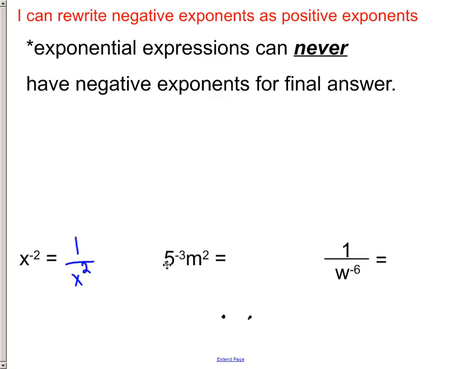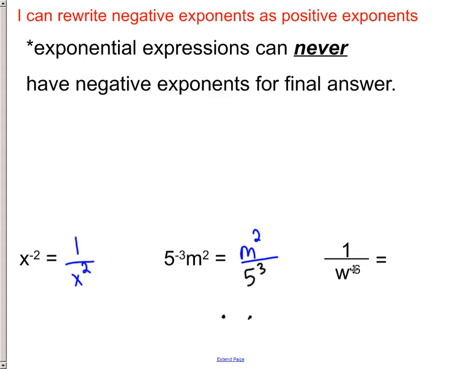Here, this 5 to the negative third power has got a negative exponent. The m has an exponent of positive 2, so the m needs to stay exactly where it's at. But this 5 to the negative third, not happy at all. Move it downstairs.